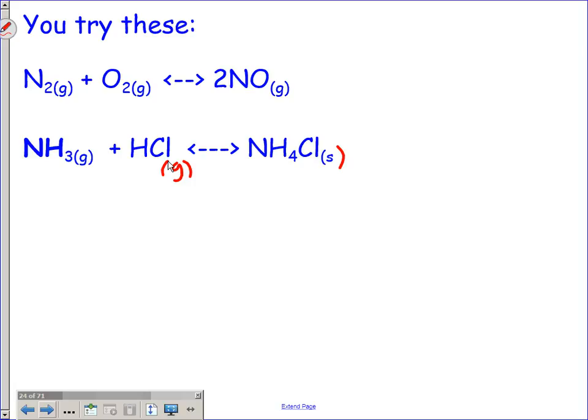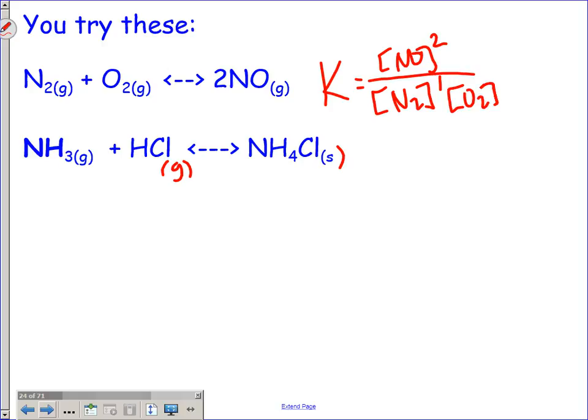All right, Kyle, what are you writing for this top one? So concentration of NO, and then the 2 squared, okay? Then underneath, you're going to put in the brackets 10-2, with the 1 on top. Okay. And then 10-2 with the 1 on top as well.